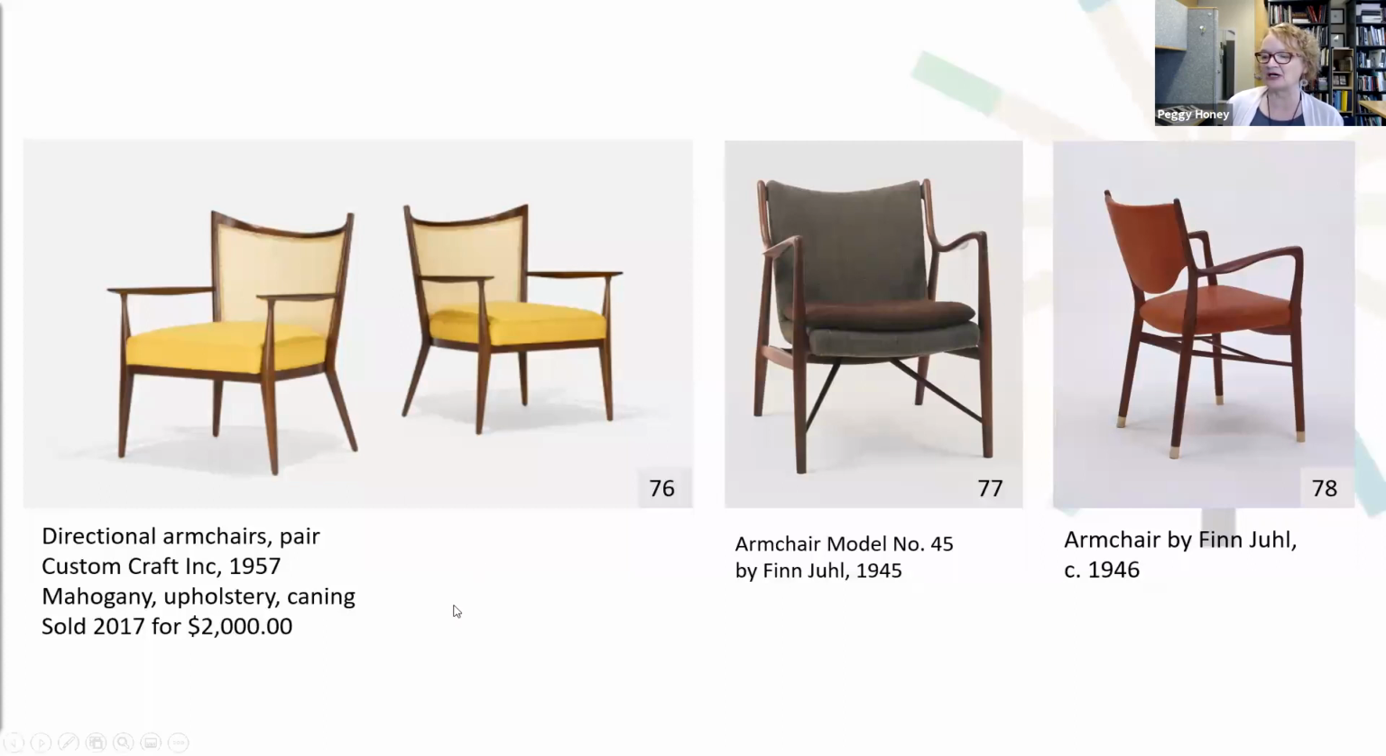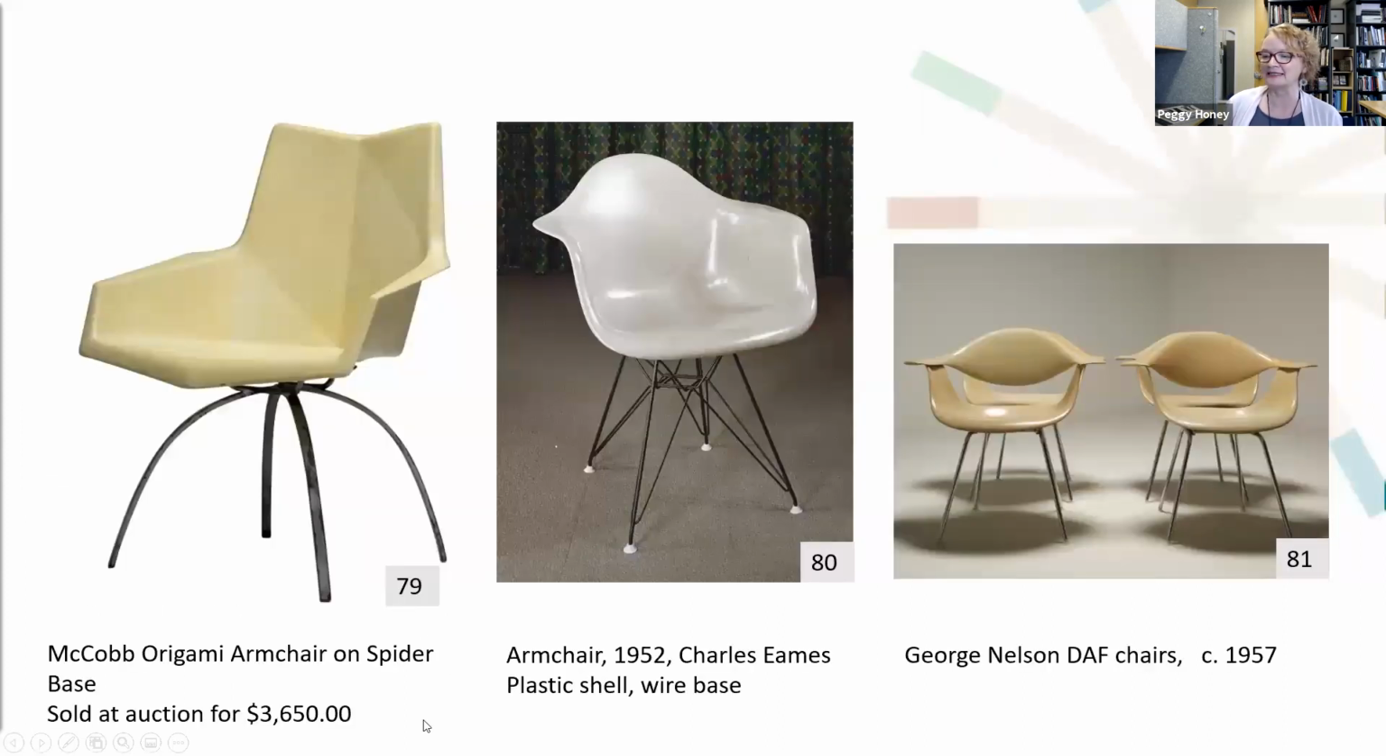Here are a couple of McCobb chairs that sold for $2,000 back in 2017. This one is the one that blew me away. This is a single chair that I guess is quite rare on this spider base that you see here, experimenting with fiberglass and plastics. And it sold at auction for $3,600 back in 2017. But I wanted to pair it to the side of these sort of experimental chairs designed by Charles Eames and George Nelson. They were all experimenting with new materials, but always with the human comfort in mind.